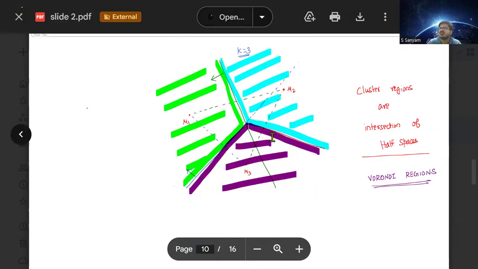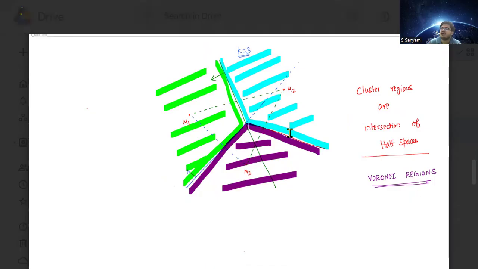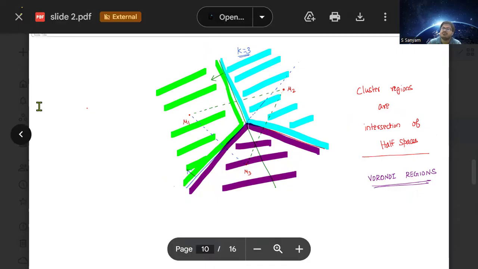For k equal to 3, these will be the Voronoi regions. The cluster regions are the intersection of half spaces. Basically, we draw a triangle between these points, and I will show you how we have defined this cluster region. Basically, this is if we have 3 points.